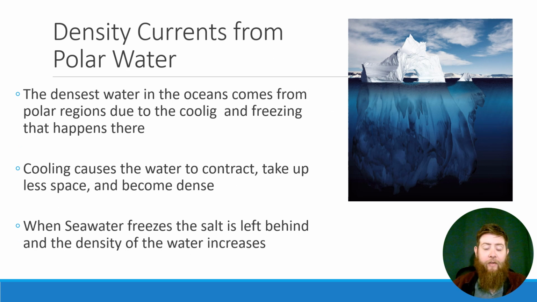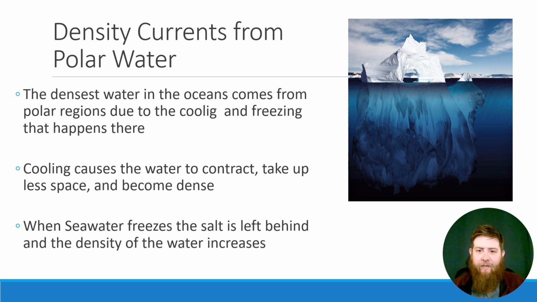So we get density currents several ways. The first and kind of the easiest to wrap the head around is from polar water. When you get polar water here, it's very cold. As water gets cold, it gets dense. It gets denser than regular water, right around 4 degrees. So cooling water causes this to contract. It takes up less space.